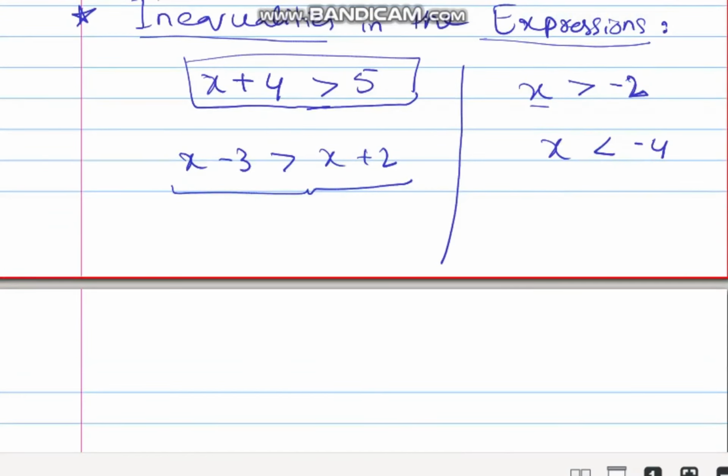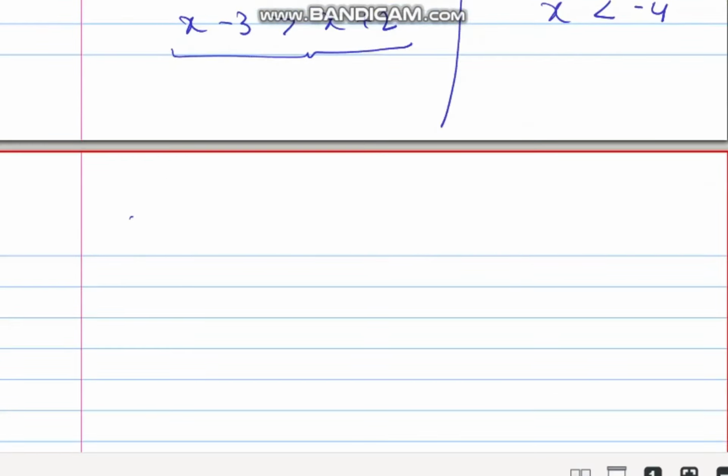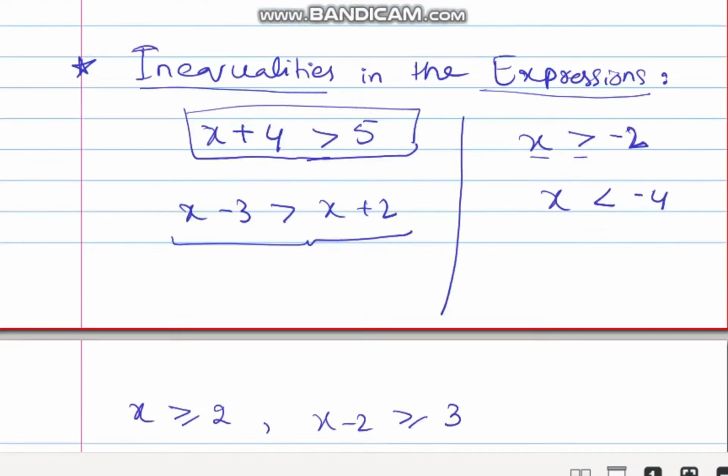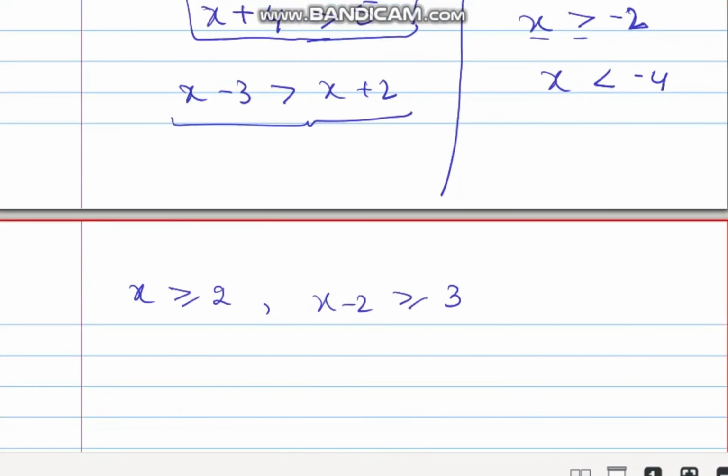So this is the expression, and the inequality is this sign. This is the meaning of this one. For example, let me write another example here. x is greater than or equal to 2. x minus 2 is greater than or equal to 3. These are all the examples for the inequalities of expressions. Now let's move toward the example.